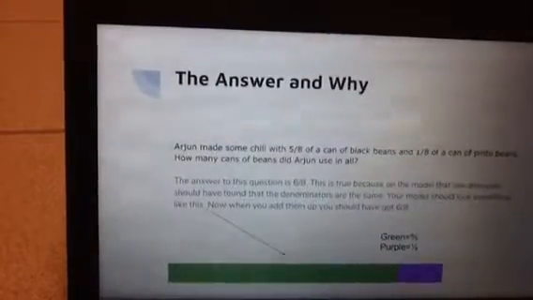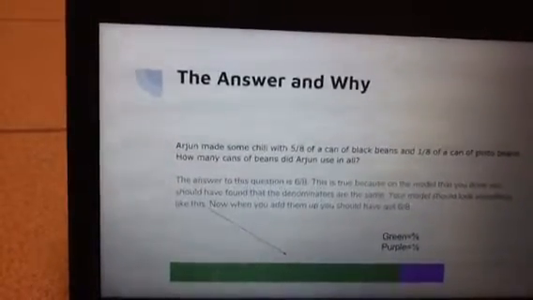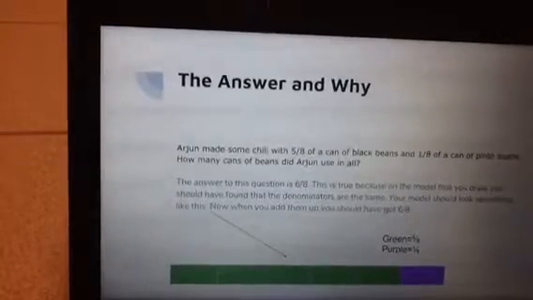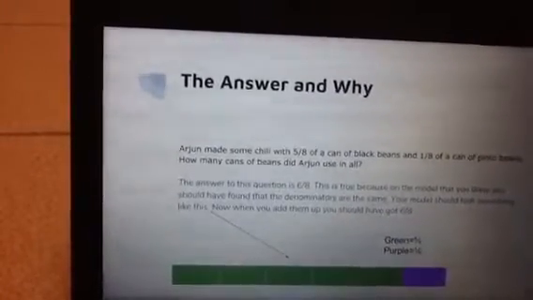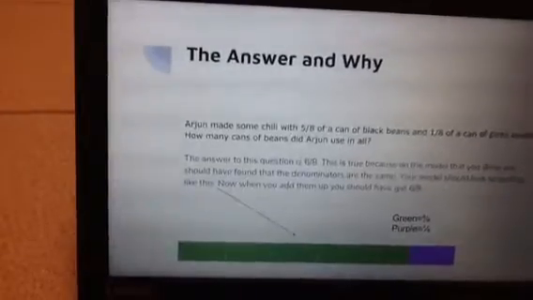The answer to this question is 6/8. This is true because on the model that you drew, you should have found that the denominators are the same. Your models should look something like this. Now, when you add them up, you should have got 6/8.